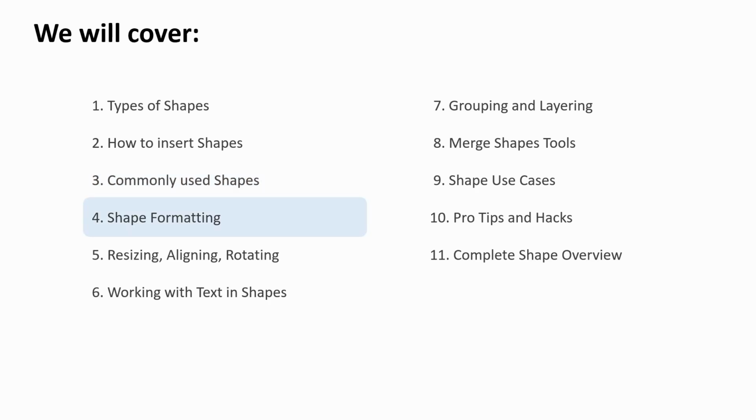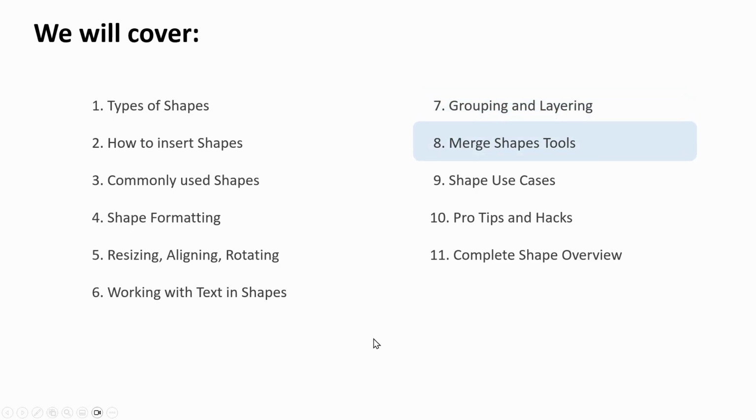We will then dive deep into shape formatting. We will look at fill types, shape outlines, shape effects like 3D, shadows, and so on. We will look at how to resize, align, and rotate shapes. Next, we will look at how to work with text in shapes. For the 7th chapter, we will look at how to group and layer shapes.